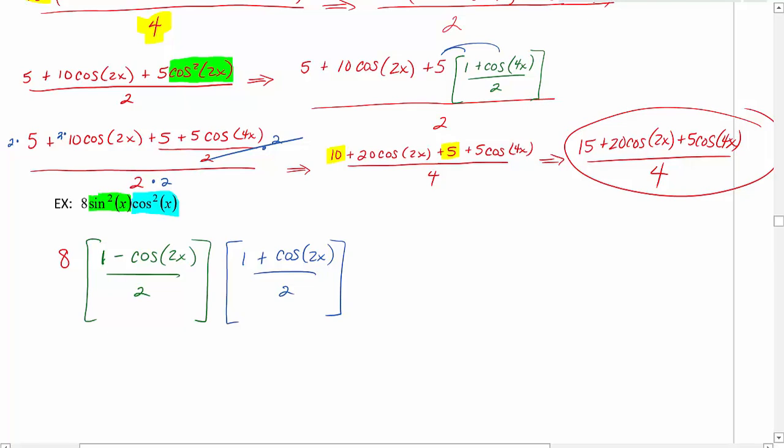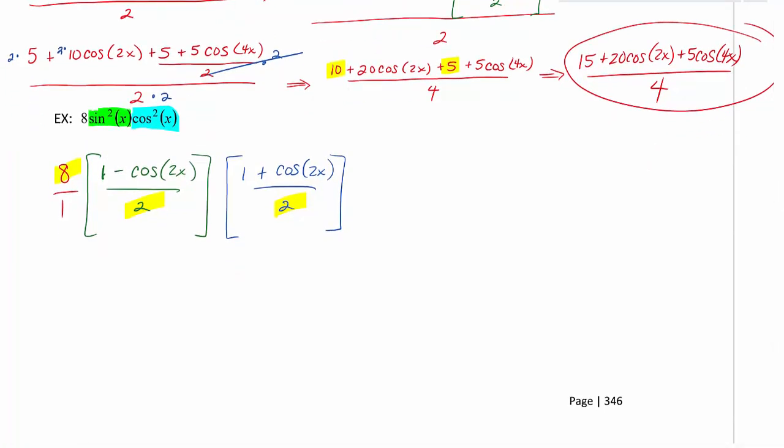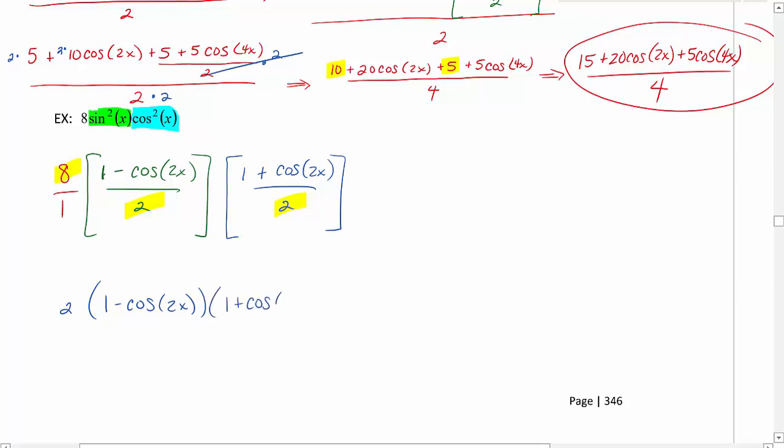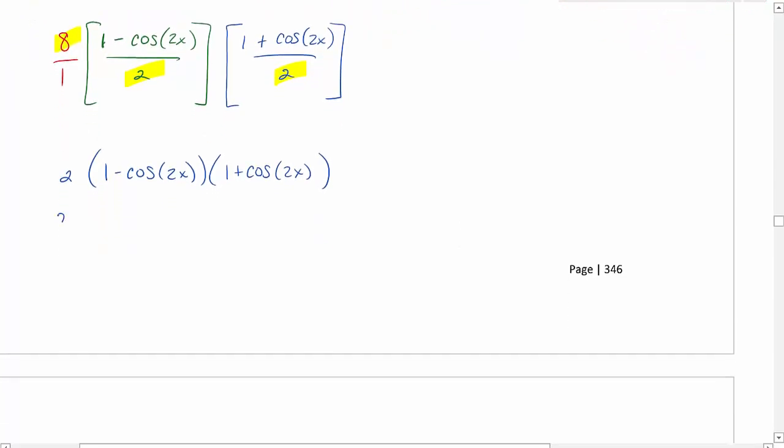And we want to simplify. So this 8, it's over 1. So we can simplify the 8 with both of these 2's. That's 4 on the bottom. So if we simplify that 8 with the 4, we end up with a 2 out in front. So this is 2, and then we have our 2 numerators. And next we want to multiply this out. I'm going to leave my 2 out in front. I'm going to do my FOIL first.